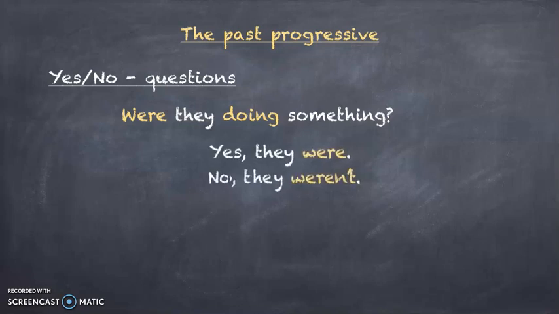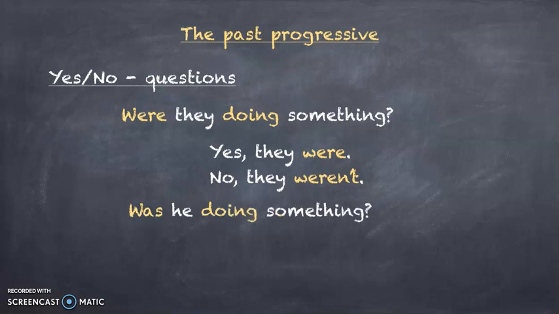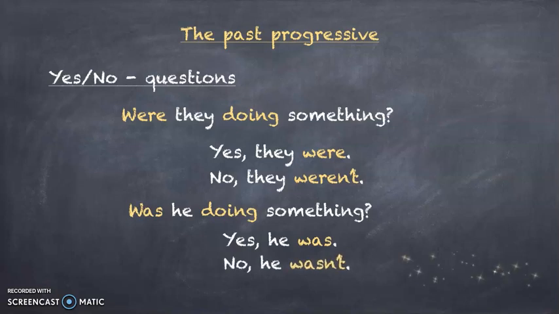And of course, the answers. You can answer with yes or with no, and you always use the short form here, so yes they were or no they weren't. And the same in the next example with was. So remember, with yes-no questions you have to give short answers.